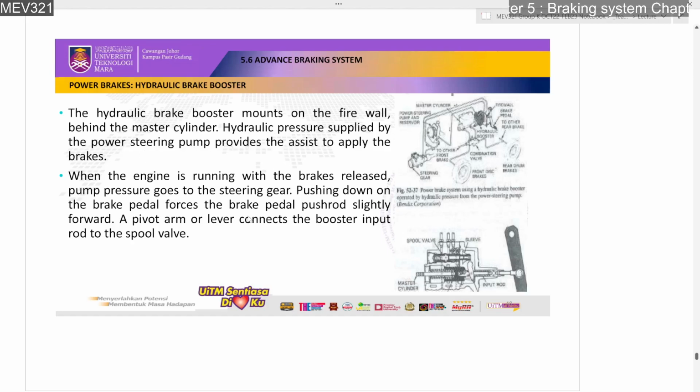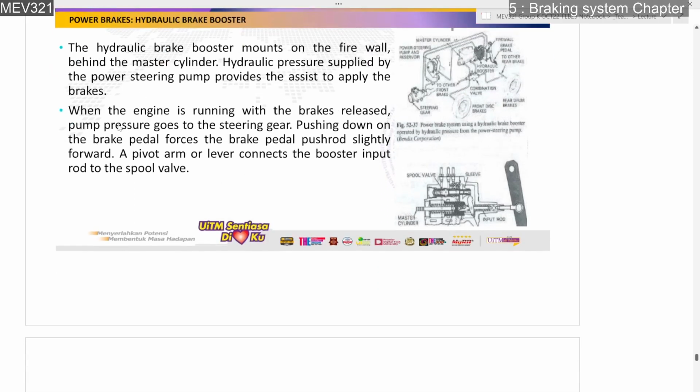Okay, when the engine is running with the brake released, pump pressure goes to the steering gear. Okay, pushing down on the brake pedal forces the brake pedal push rod slightly forward. A pivot arm or lever connects the booster input rod to the spool valve. This spool valve is what goes to our brake.